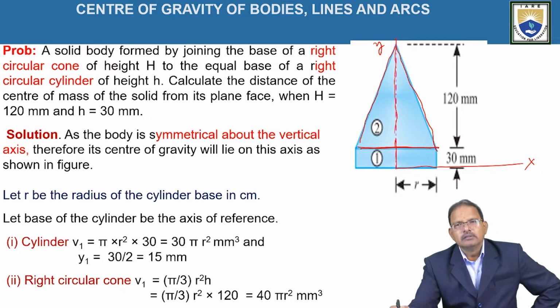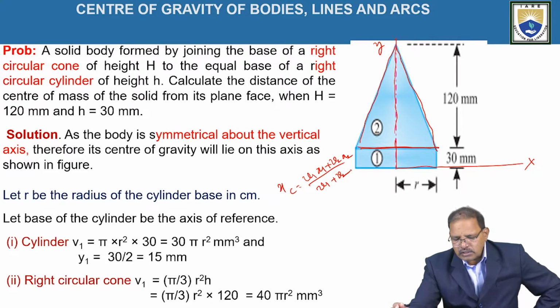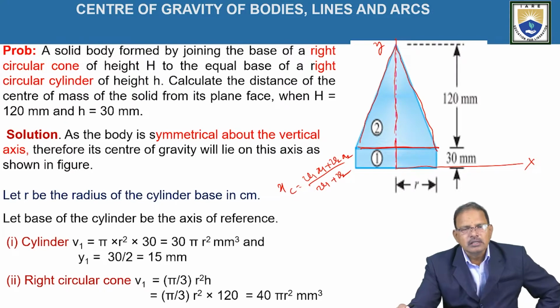Now for each element, by using the principle of y_c is equal to v1 y1 plus v2 y2 divided by v1 plus v2, where v1 and v2 represent the volumes of part 1, that is the cylinder, and part 2, the right circular cone, and y1 and y2 represent the positions of their centroids with respect to the reference line.